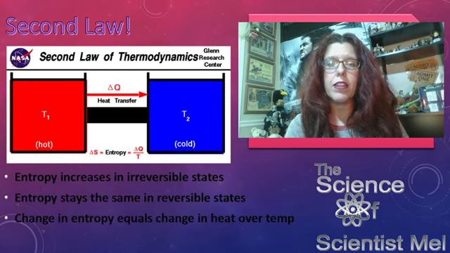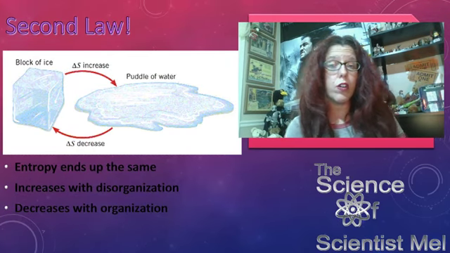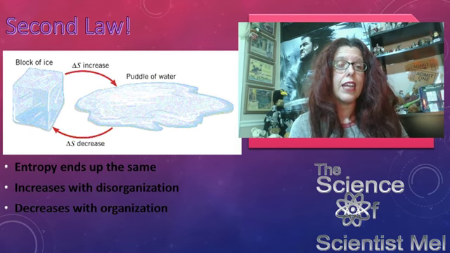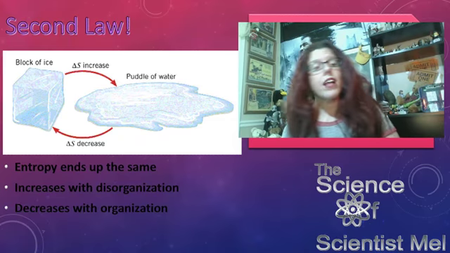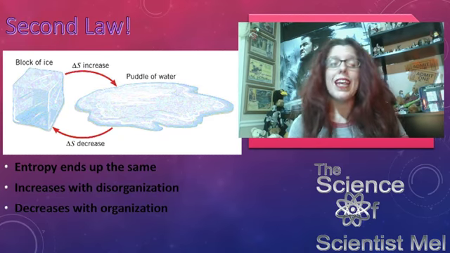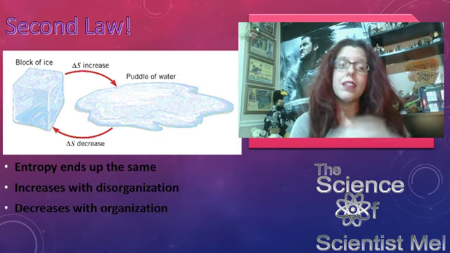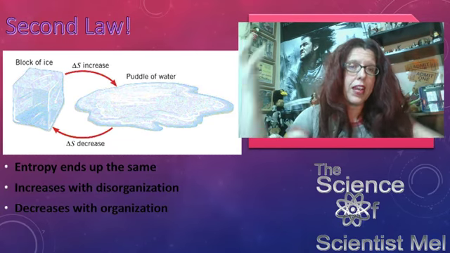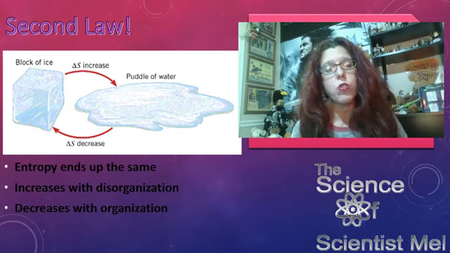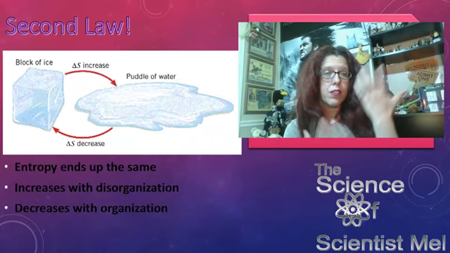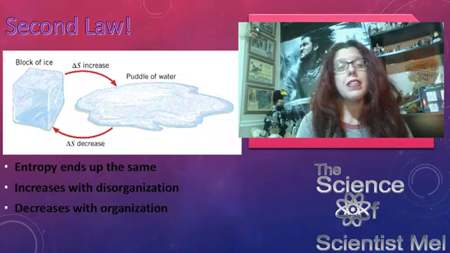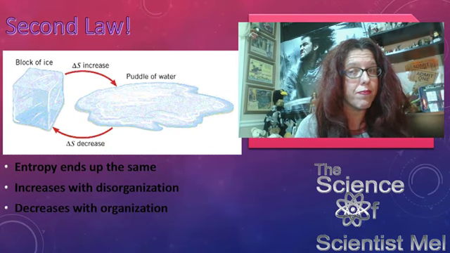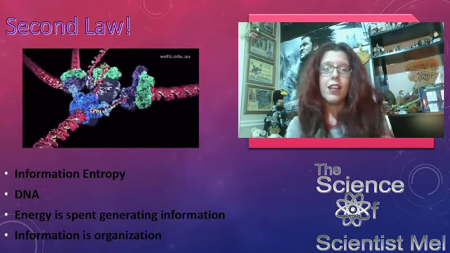So let's talk about the difference between reversible and irreversible processes. Here's the second law. Entropy ends up the same. So as the block of ice melts, entropy increases because the amount of disorganization increases. Now, as it comes back together and we cool that water down, it comes into a block of ice, entropy decreases because organization increases. That's a reversible process.